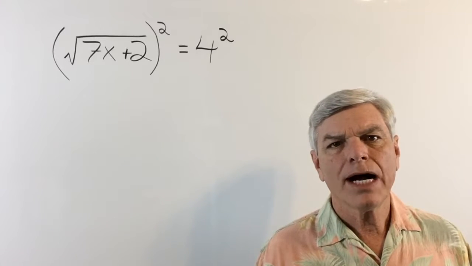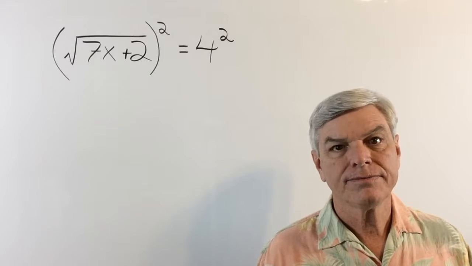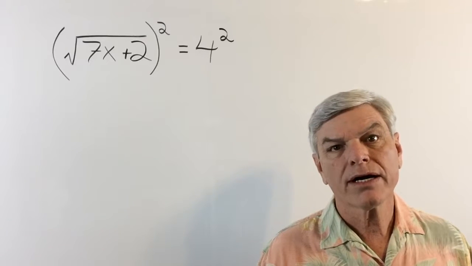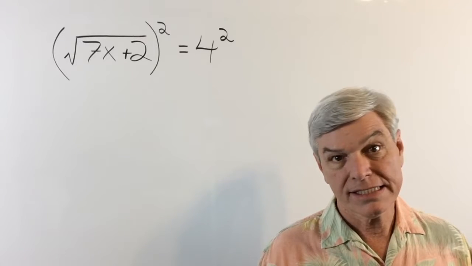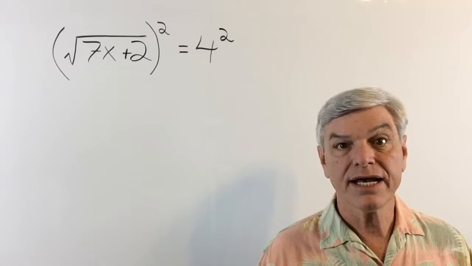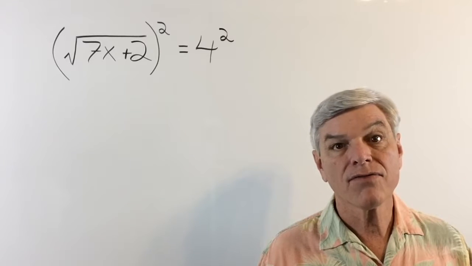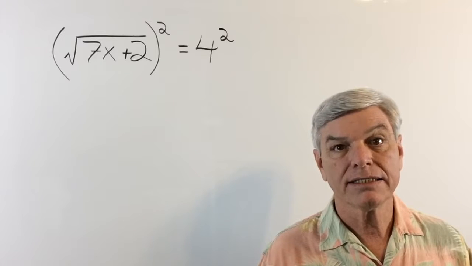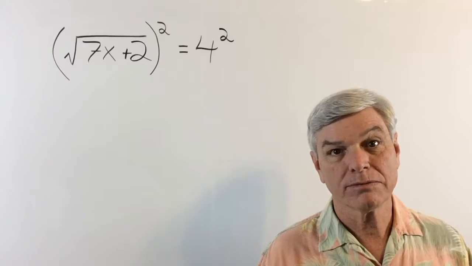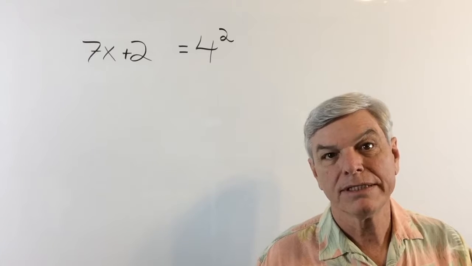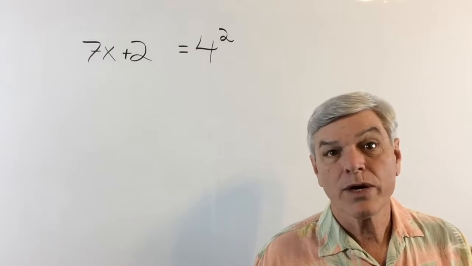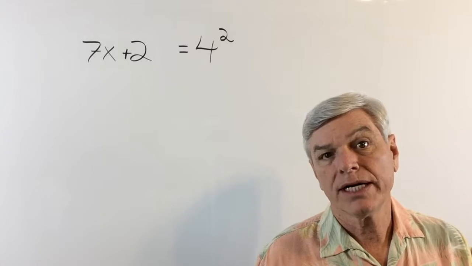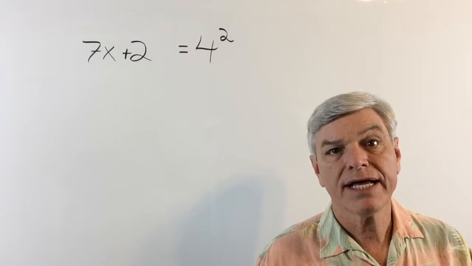And why did we square a radical? Because the square of a square root is itself. That is to say, whatever is inside of the radical is what's going to be left. Think about that. Squaring a square root. So that's pretty simple. 7x plus 2 was inside the radical. So we squared the square root, and whatever is inside the radical is what we have left.